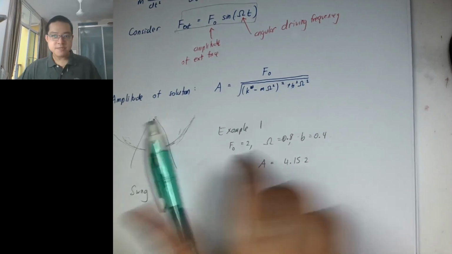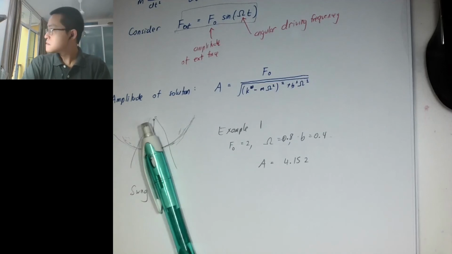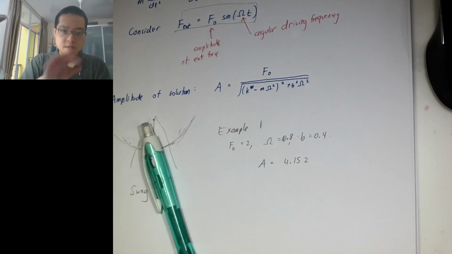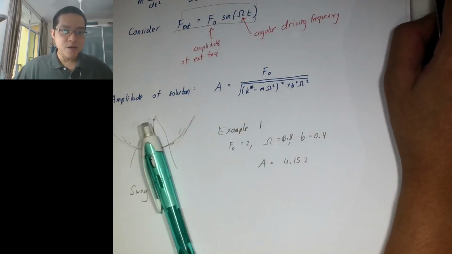Okay, so let's put these numbers in. B is 0.4, and my omega, let's try 0.8 first, and my force is 2. Okay, so let's see what happens, with lines. So initially the amplitude is 1, and then you're driving.